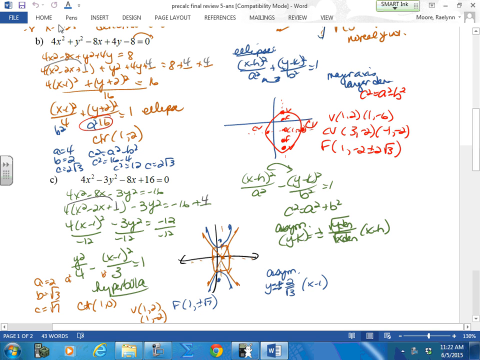Everybody was okay with the parabola? Remembering back, the parabola is the only one that uses a directrix. It's the only one that has a directrix. It has one focus and a directrix. And if it asks you to do your intercepts, make sure you set y equal to 0, make sure you set x equal to 0, and you give me your intercepts.